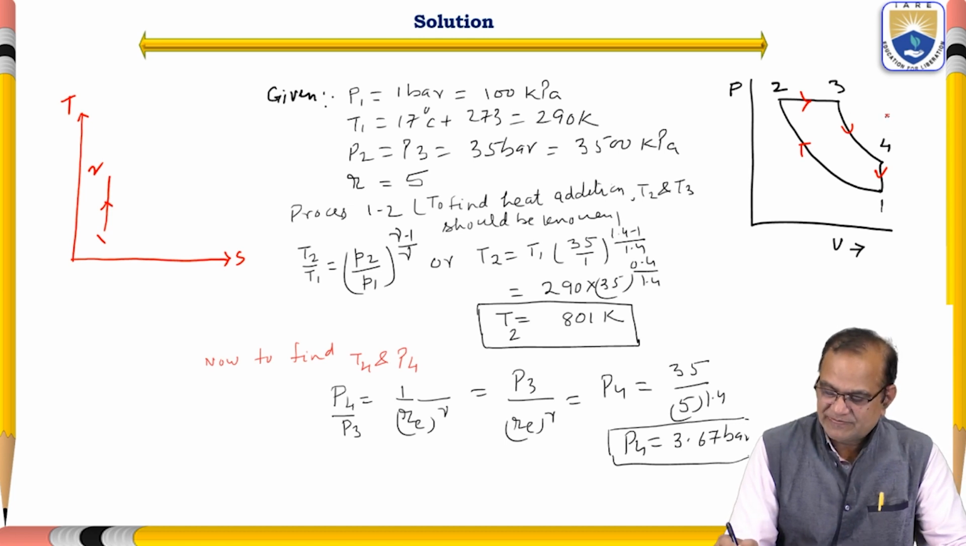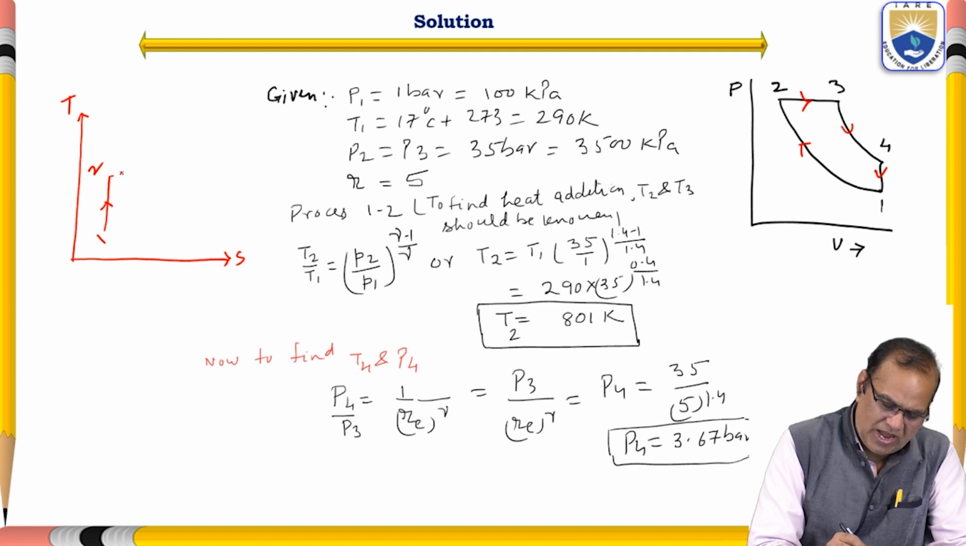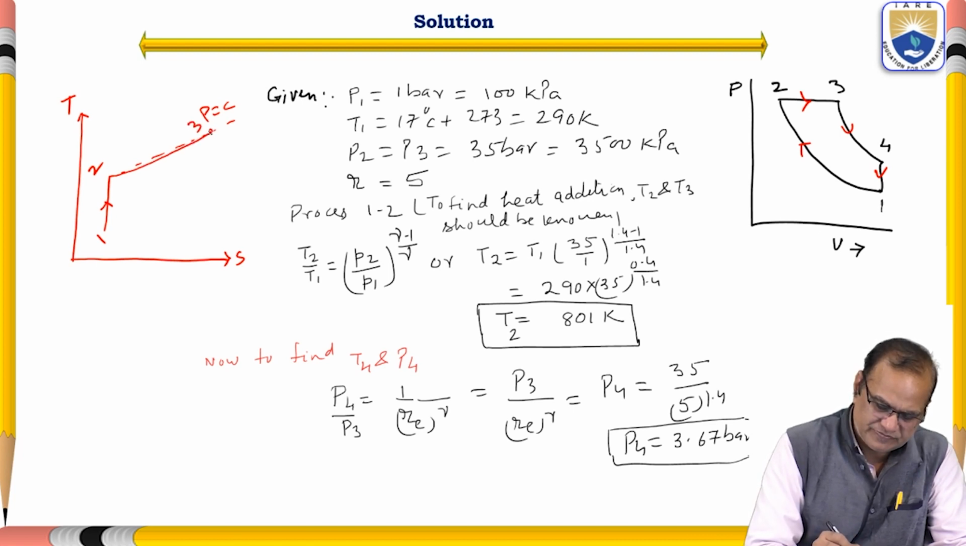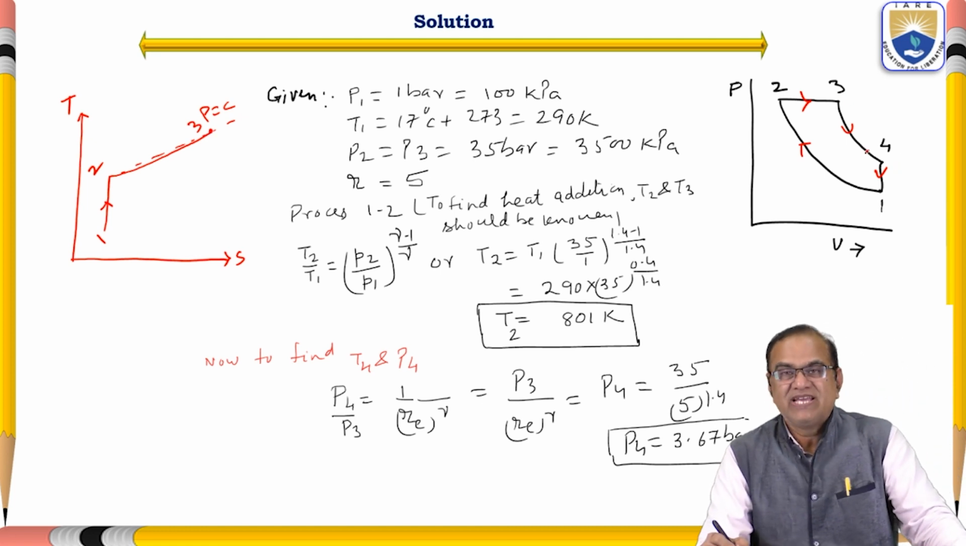2 to 3 is constant pressure heat addition. So I am just drawing here P is equal to constant, and here a small curve has come here. This is the 3 at P is equal to constant. Now 3 to 4 is an isentropic expansion.